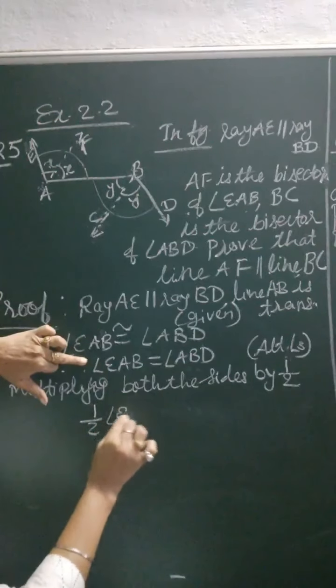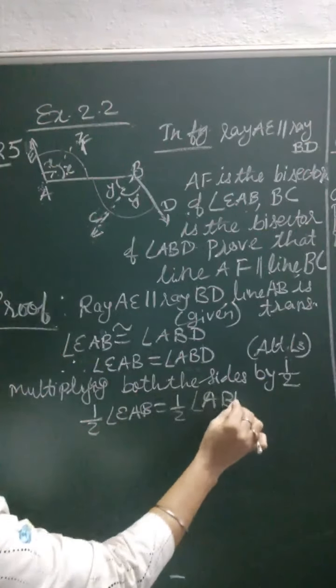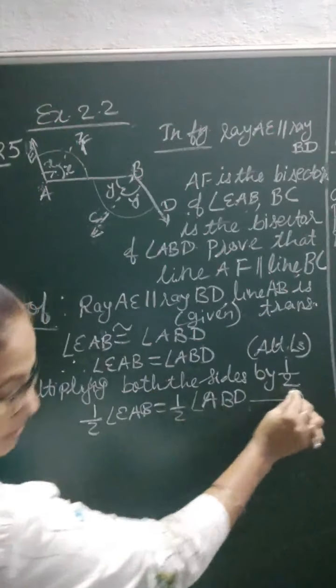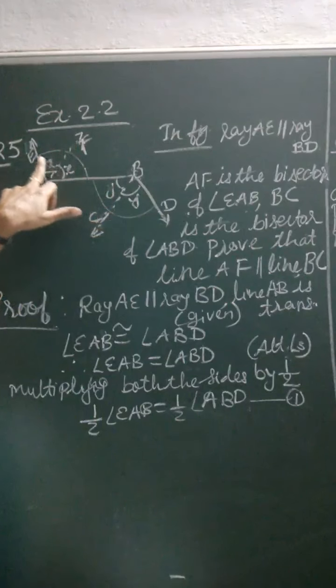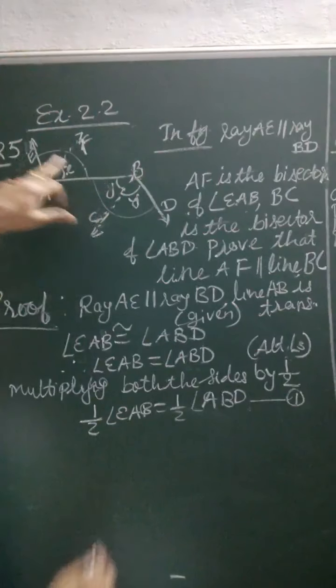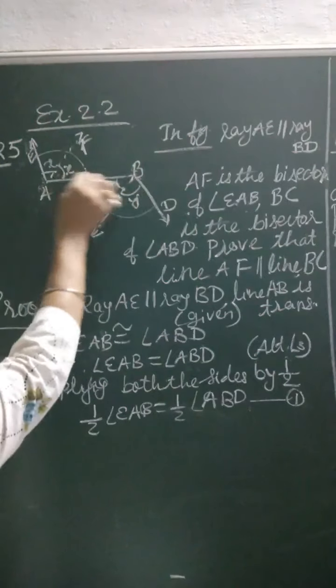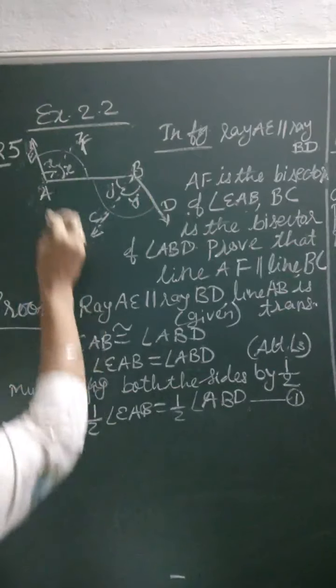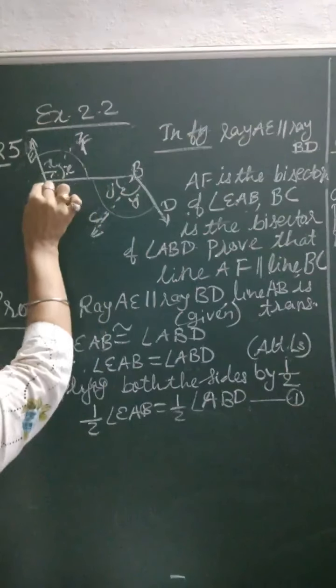What you will get? Half of EAB is equal to half of angle ABD. Let us give this as number 1. Now you can see in the figure we have given that ray AF is the bisector of angle EAB. So from here what you are getting? That half of EAB, if I take half of this EAB, either I will get EAF or FAB. It is your choice, whatever you can take. So I am taking half of EAB is equal to angle FAB.